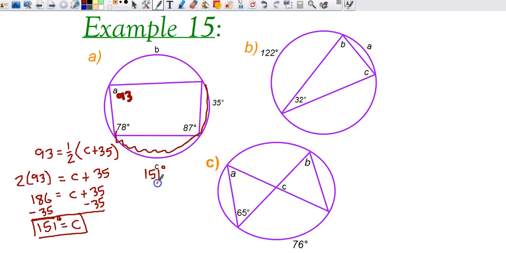So you got 151, 93, and 78 times 2 minus 35. So that's going to be 156 minus 35. What did we say that was going to be? 119, or 121. So we got our 3 answers.